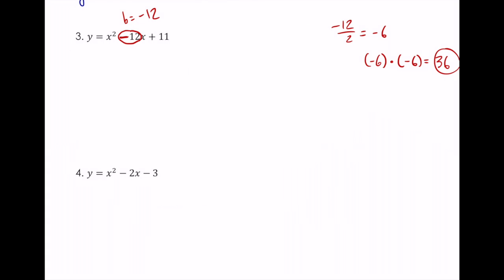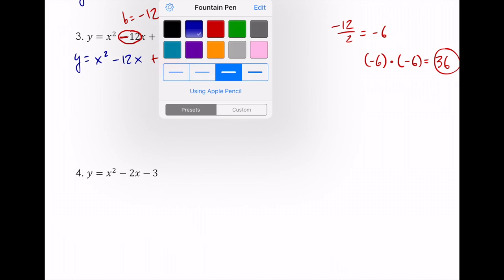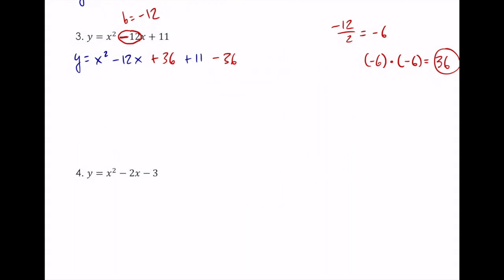So let's do that process again. y is equal to x squared minus 12x. Now I'm going to add in that 36. We write our plus 11, and then we subtract the 36. We're always adding it in and then subtracting it out.